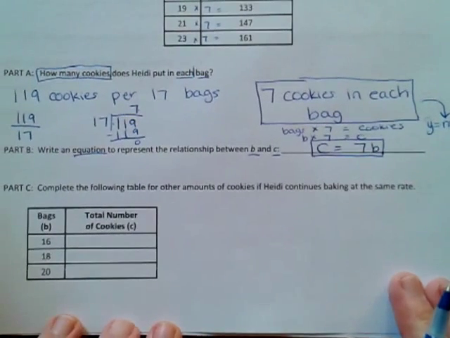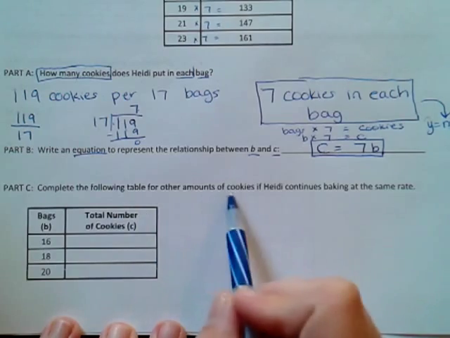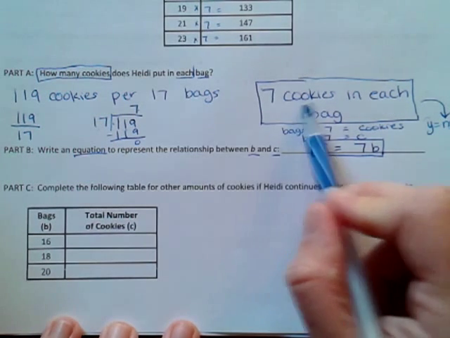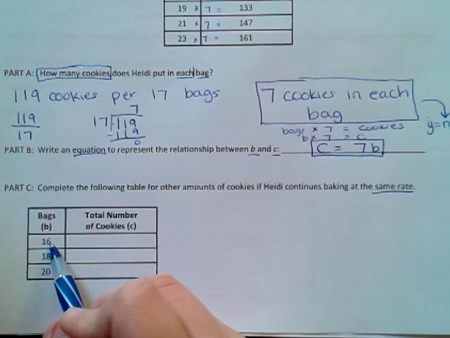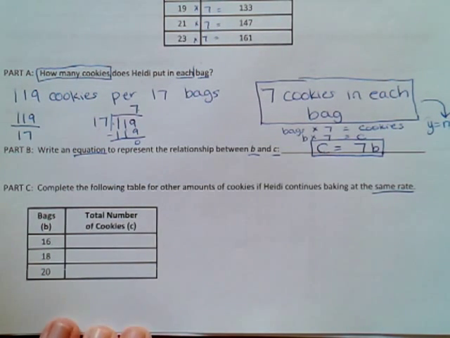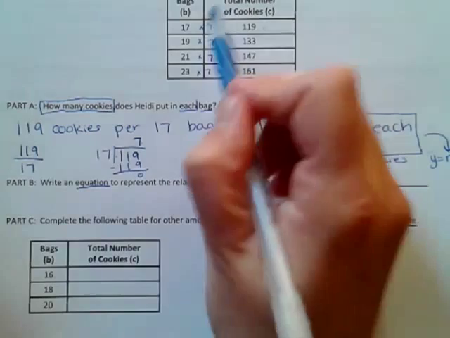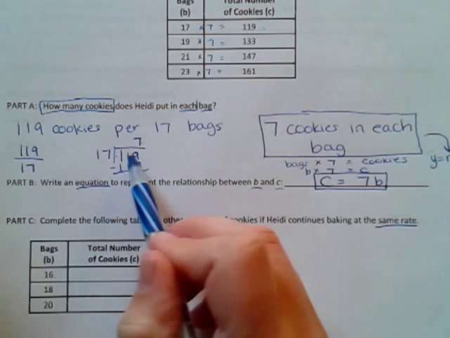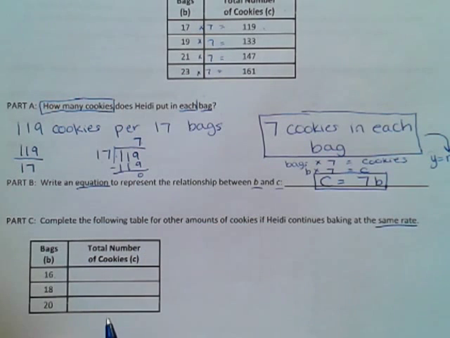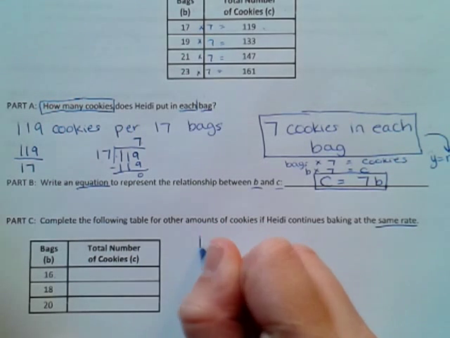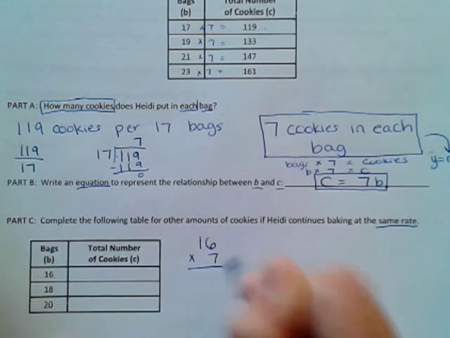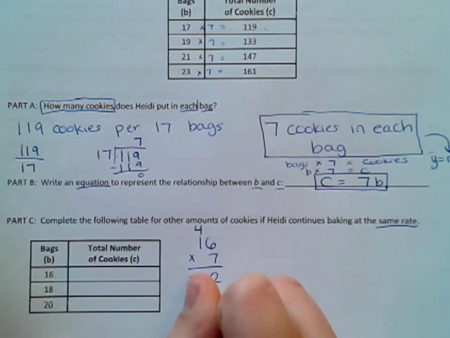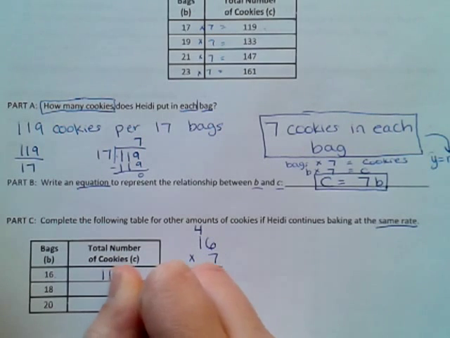My final part asks me to complete the following table for other amounts of cookies if Heidi continues baking at the same rate. So still putting 7 cookies in each bag. If she made 16 bags, how many cookies would she make? Well, if we remember up here, all we did was multiply each of these by 7 in order to get to the total number of cookies. Just doing the opposite of the division here. So all I need to do is multiply. 16 times 7. 6 times 7 is 42. 1 times 7 is 7, plus 4 is 11, so 112 cookies.